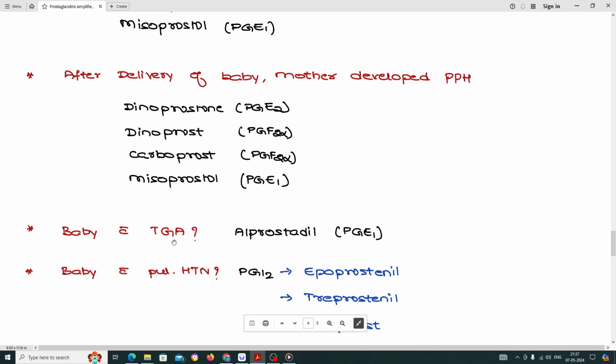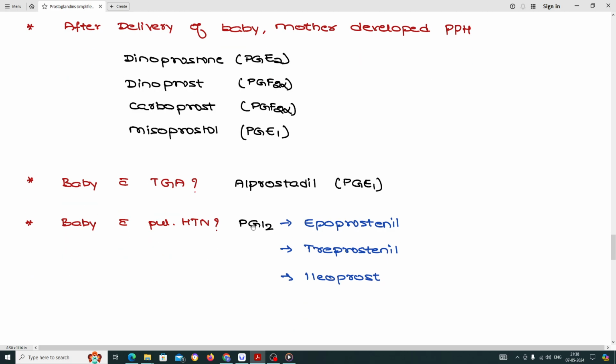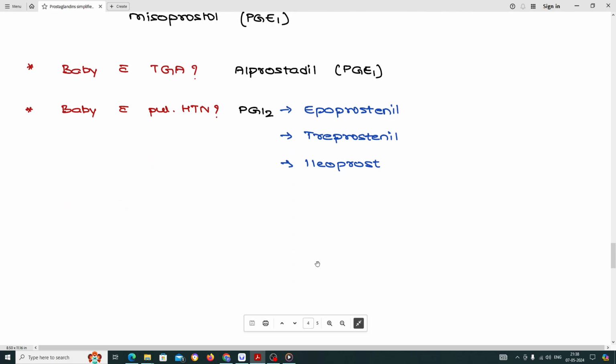A baby has got TGA, where for the surgery of the TGA, you need to keep the patent ductus arteriosus patent or open. To maintain the arterial supply, you need to maintain the patency of the ductus, and that will be done by alprostadil, a PGE1 analog, till the surgery. And for a baby with pulmonary hypertension, you are going to prefer prostacyclin analogs like epoprostenol, treprostinil, iloprost, and selexipag.